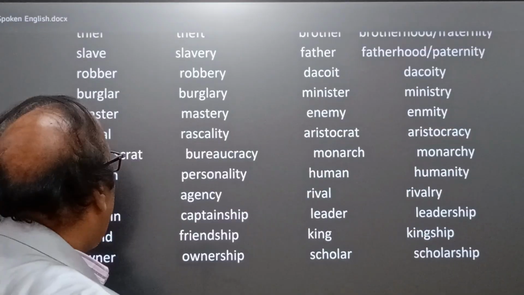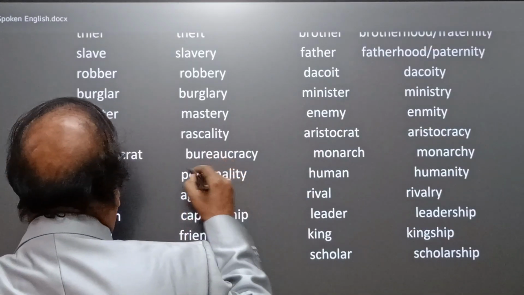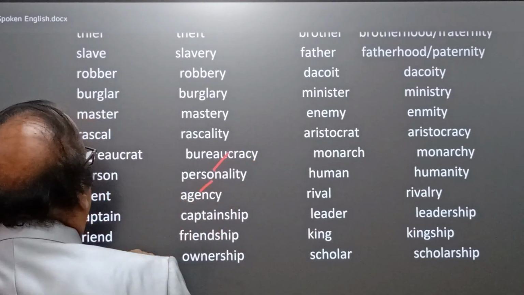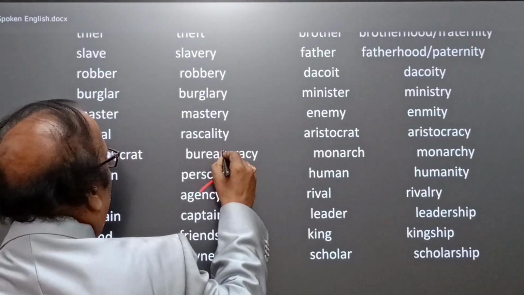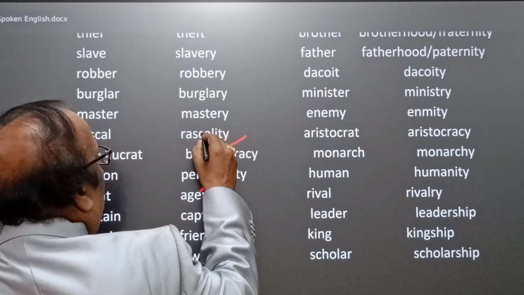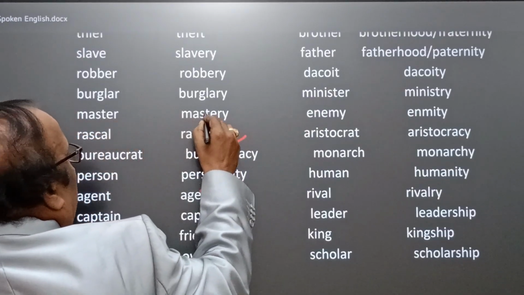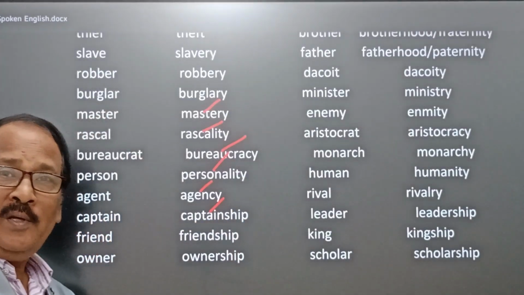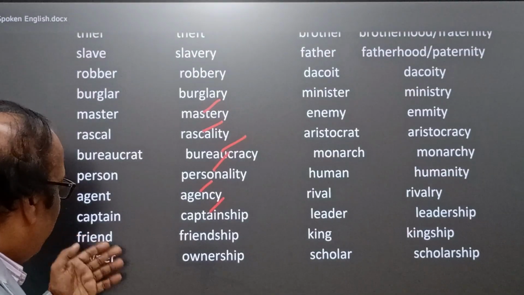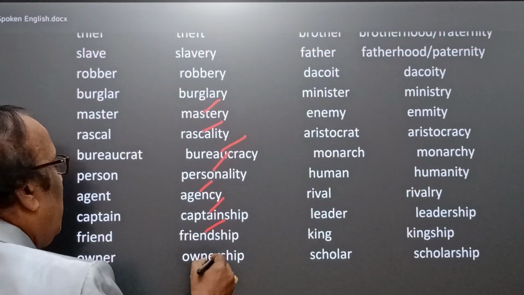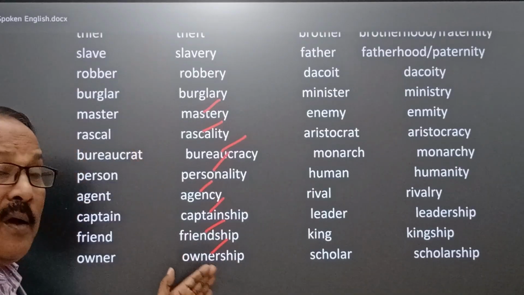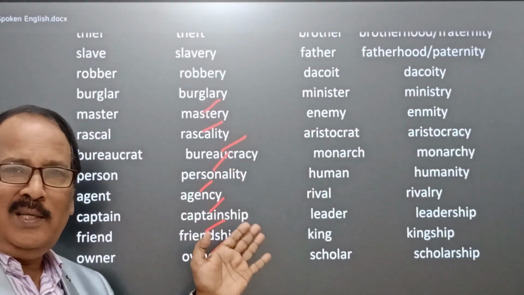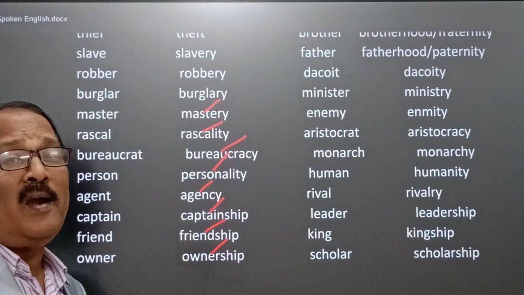Next come personality, agency, bureaucracy, rascality, mastery, captainship, studentship, friendship, ownership. These are abstract nouns. We cannot see all these nouns, but we can understand and feel them.